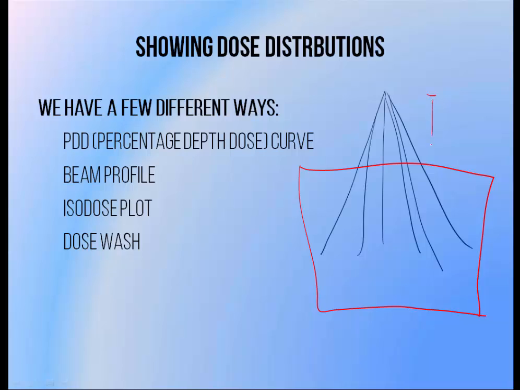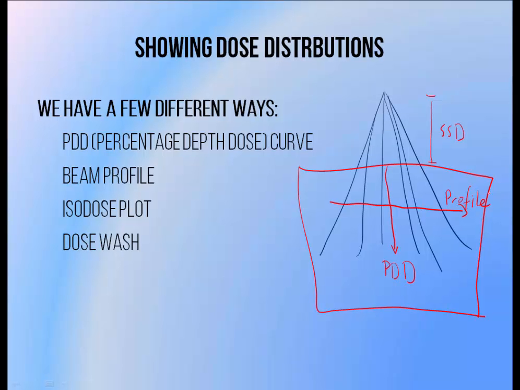The tank itself is normally placed at a fixed distance from the source, which we call the source-to-surface distance, or SSD. If we take measurements whilst moving our detector up or down while the beam is on, we get something called a percentage depth dose curve, which tells us how the dose deposited by the beam varies with depth. If we move the detector from side to side while the beam is on, we call this a beam profile. We can measure these at any depth we like.